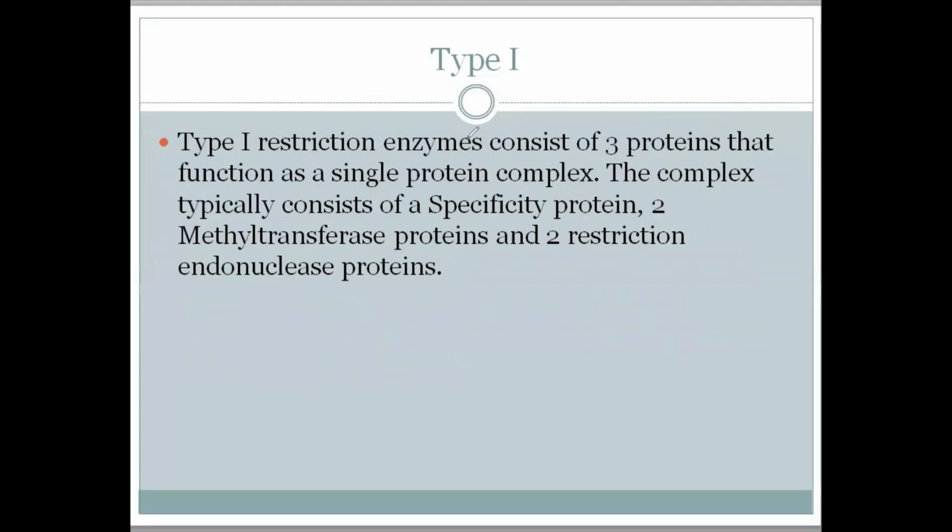Now, this type 1 restriction enzyme forms a pentameric complex. So what does a pentameric complex mean? The pentameric complex consists of two restriction endonuclease, two methylase transferase proteins, and one specificity protein. So this is how it forms a complex.